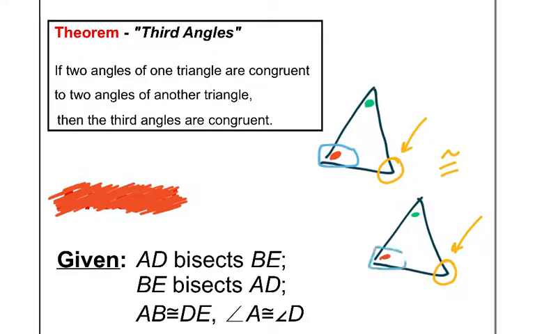If you know that 2 pairs of angles are congruent, then you can stop because you can already show right away by this theorem that the third set will also be congruent.